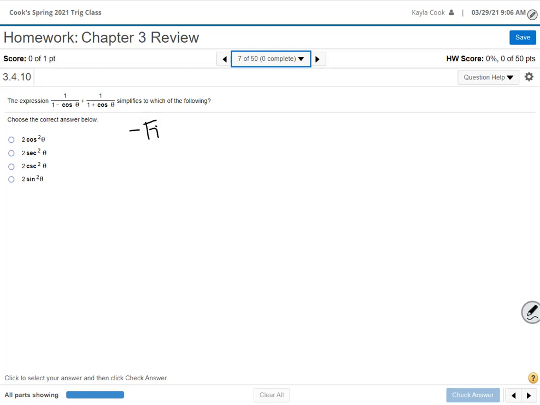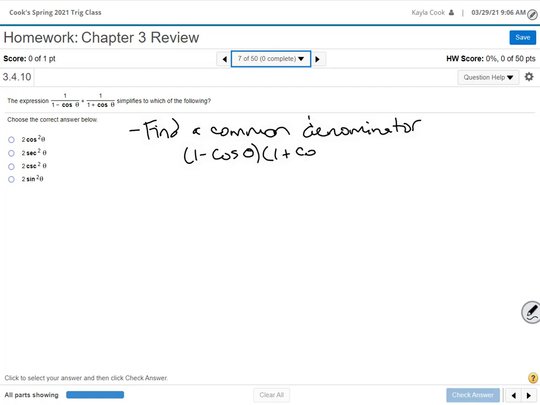So we are going to first find a common denominator. And that is going to be, I'm just going to multiply the 2 denominators together. I know they look similar because they both have a cosine theta, but since I'm adding, those are not factors. Factors have to be multiplied. So 1 minus cosine theta and 1 plus cosine theta, again, they have no factors in common. I can't write them as a product of 2 things that are the same. So I just multiply them together.